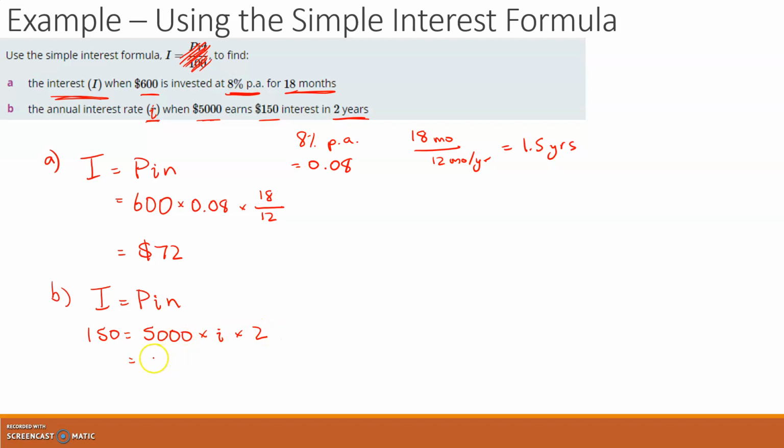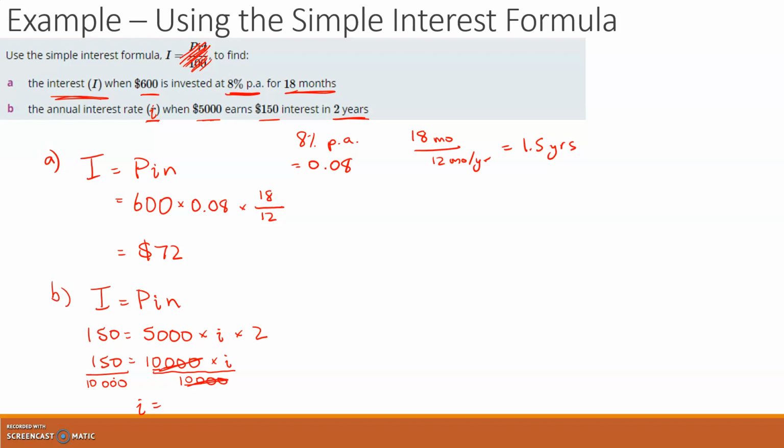So 5,000 times 2, I'll simplify that first. That's 10,000 multiplied by I. And then I've got 150 still on that side. Now to get rid of this 10,000, I need to do the opposite of the way it relates to the I there. So it's 10,000 times I, so the opposite will be to divide by 10,000. And what I do to one side, I have to do to the other as well. Okay, so 10,000, 10,000 cancels 10,000. And then I'm left with I equals 150 divide 10,000.